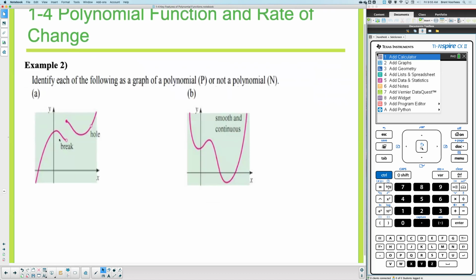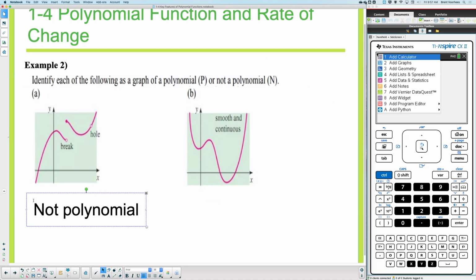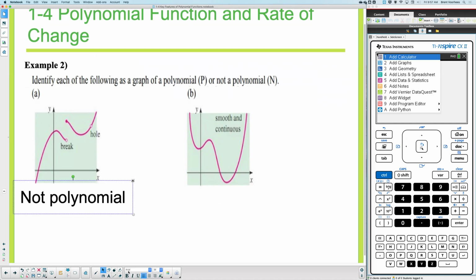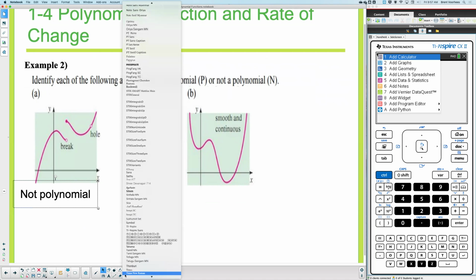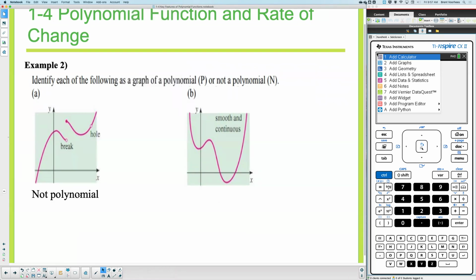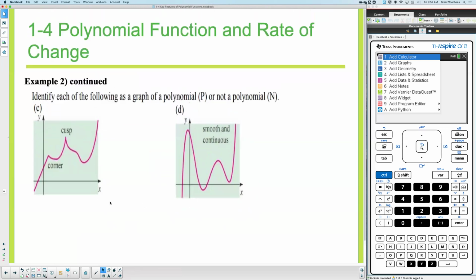Okay, so take a look at the first one. What do you think? Polynomial, not polynomial. Not polynomial. Let's write that in there, not polynomial. It's not polynomial because what did you see that makes it not polynomial? The break, and a hole would also make it not polynomial. The hole's not as obvious as the break, but that is not polynomial. Very good. Okay, what about the next one? This is polynomial. Why is it polynomial? It's continuous and it's without breaks. It's without jagged edges. It's without sharp turns, anything like that. So everything's rounded and it's continuous. So that's polynomial.